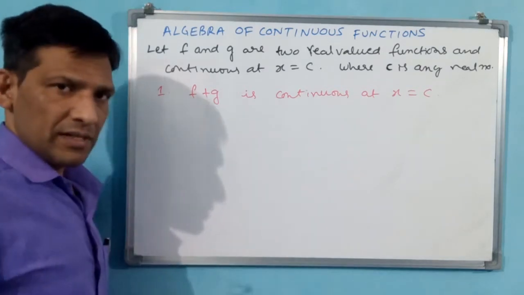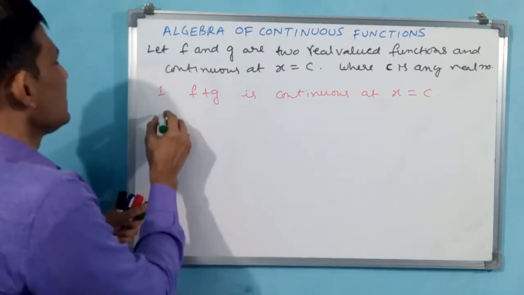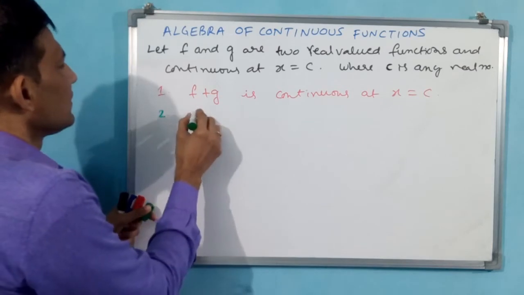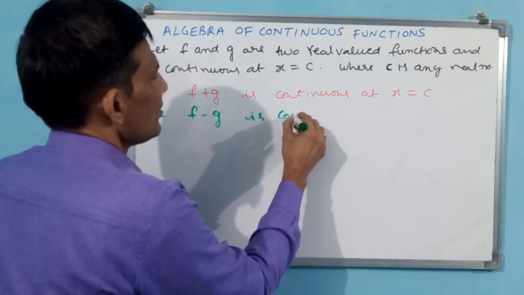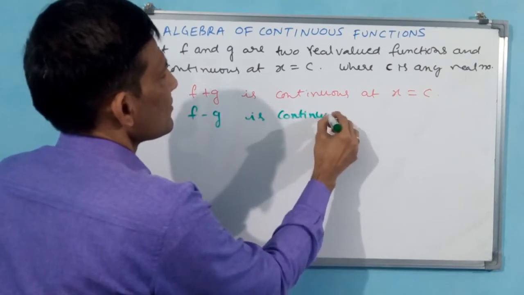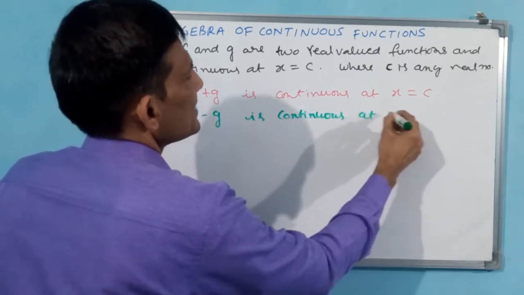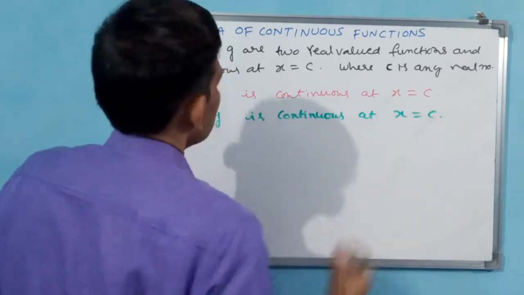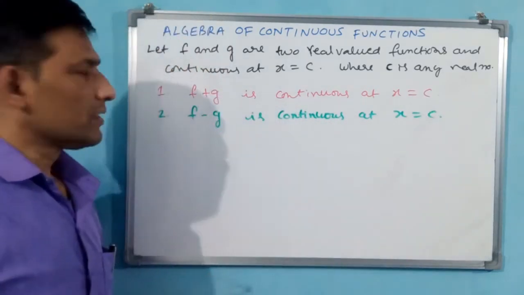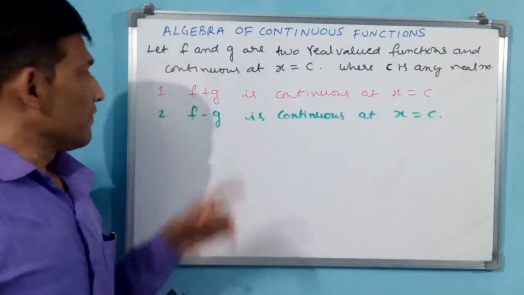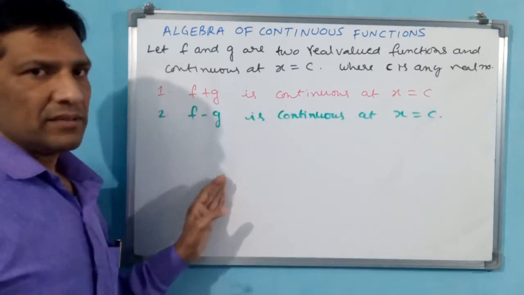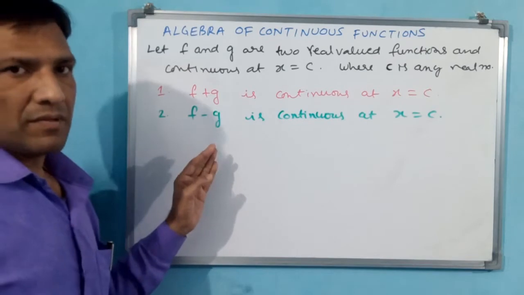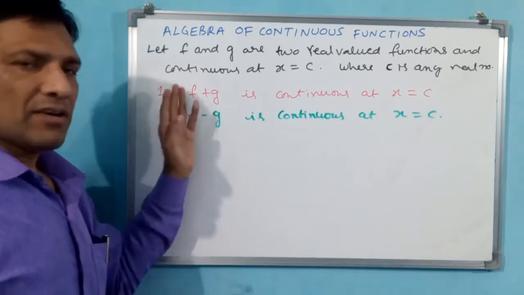This is addition and subtraction, we will see. F minus g is continuous at x is equal to c. You see, f plus g is also continuous, f minus g is also continuous. Subtraction or difference, addition or sum.